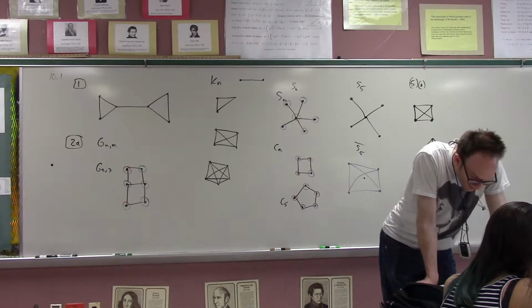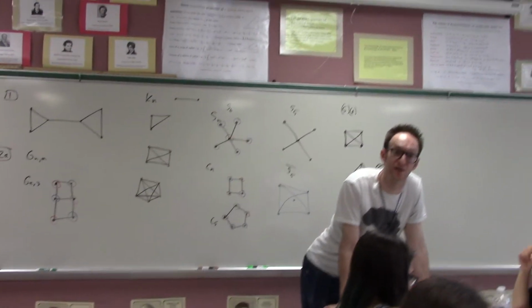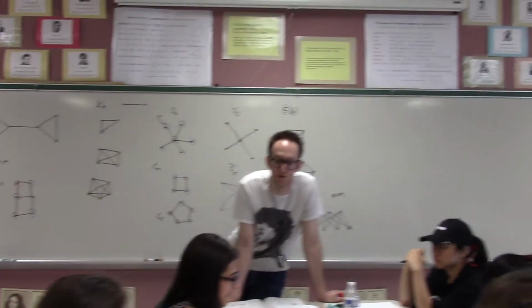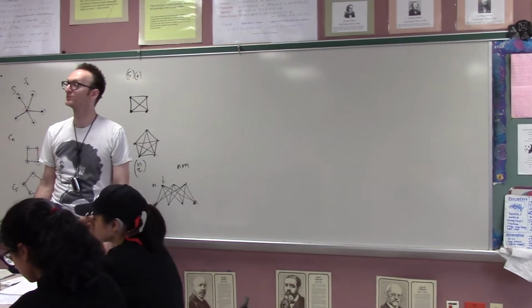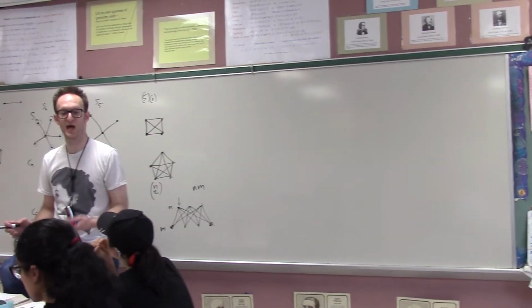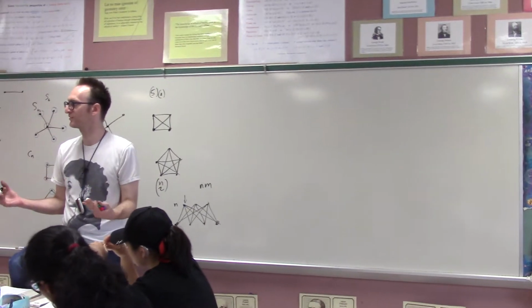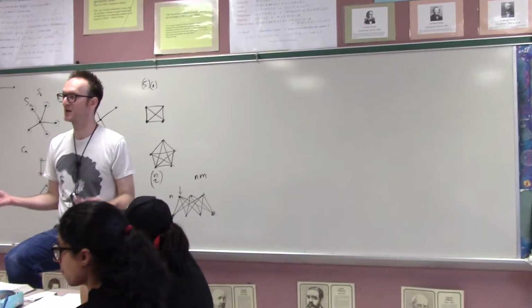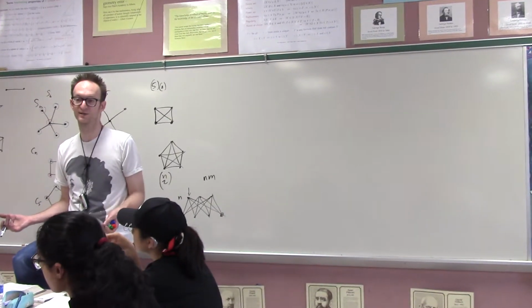Number 8. Prove that no graph can have an odd number of vertices with odd degree. That wasn't supposed to be hard. We'll prove that a graph cannot have an odd number of vertices with odd degree. Well, suppose you have an odd number of vertices with odd degree. Then when you add up all the degrees of all the vertices, you would get an odd number, because the sum of an odd number of odd numbers is odd.